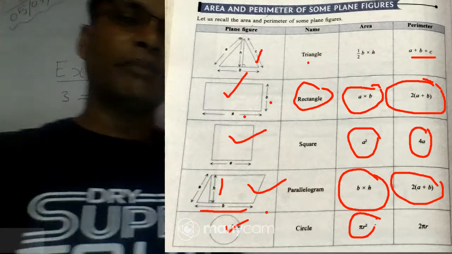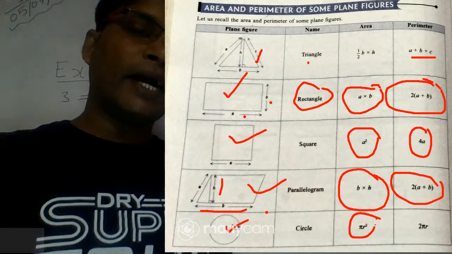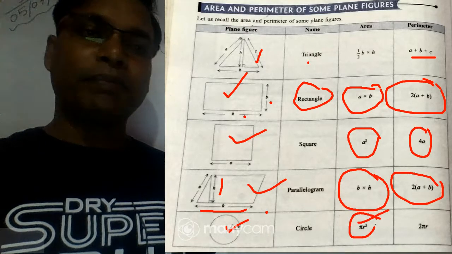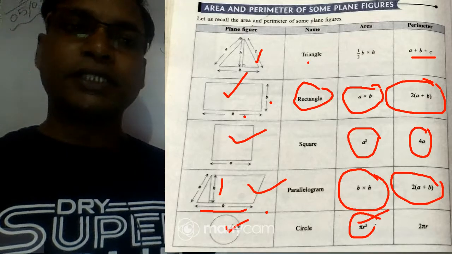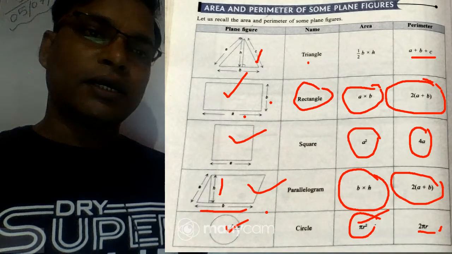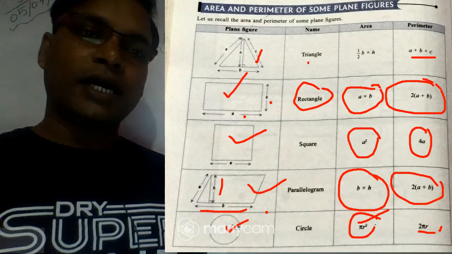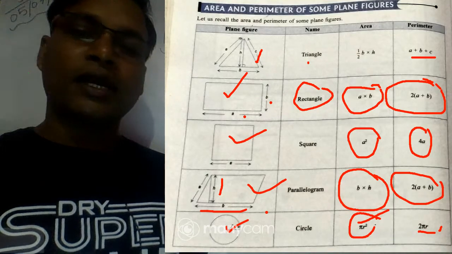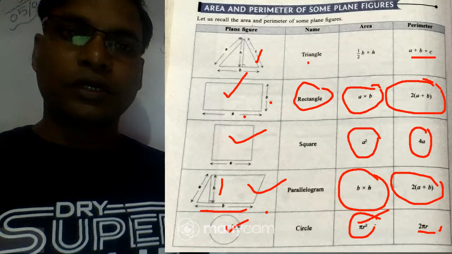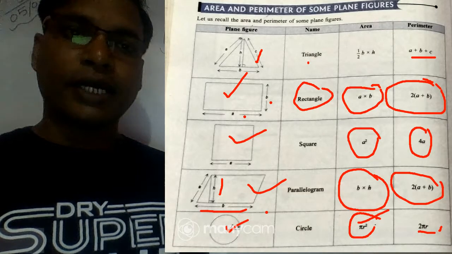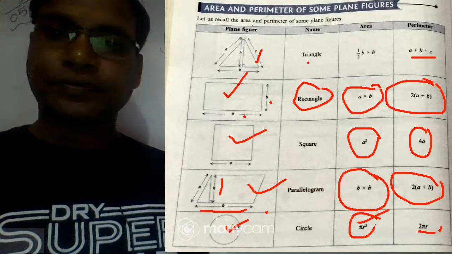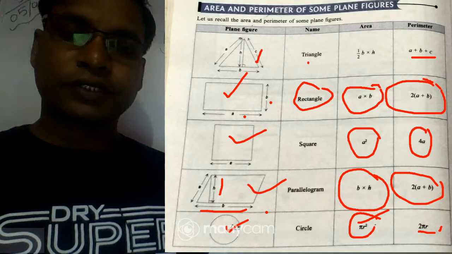This is a circle, and area of a circle is pi r square, where r is the radius of the circle and the value of pi is 22 by 7. This is the area of the circle, pi r square, and this is the circumference or perimeter, you can say 2 pi r, where r is the radius of the circle and the value of pi is 22 by 7. So students, I hope all have understood.